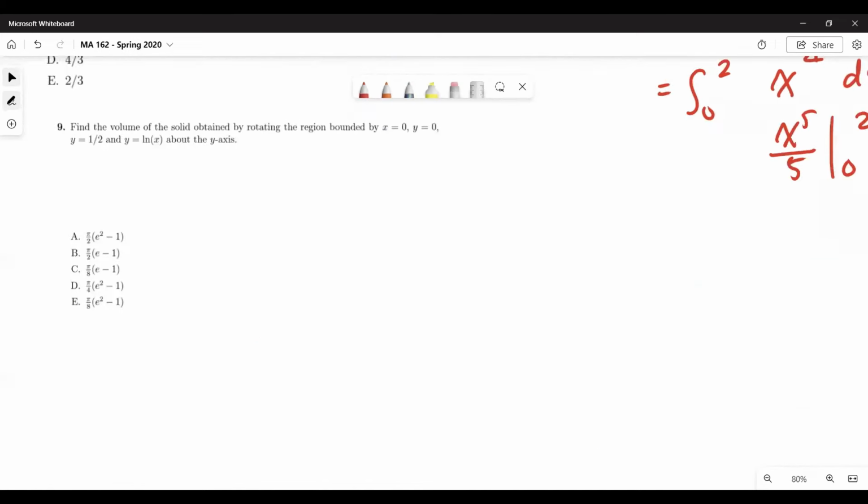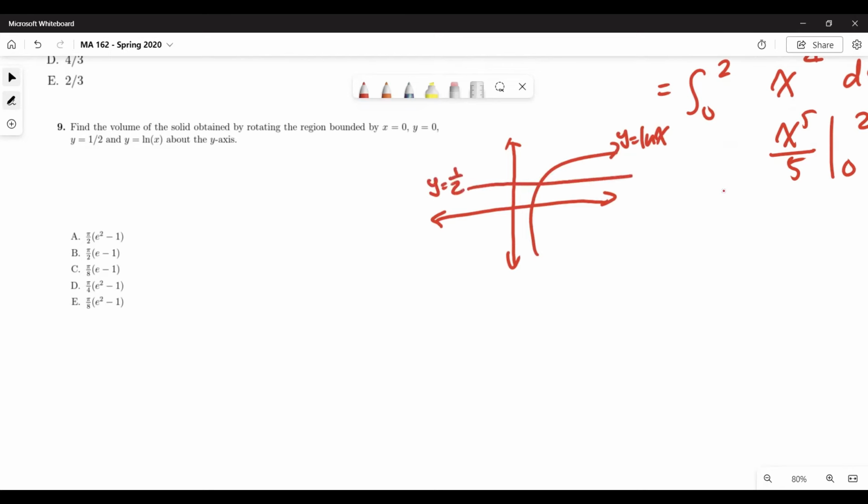Okay, so this question is, find the volume of the solid obtained by rotating the region bounded by the curves. So let's draw the curves then. Okay, so y equals ln x, like this, y equals 1/2, something like this, and then y equals 0, and then x equals 0, sorry, so like this region. It's rotating around the y-axis. Cool.